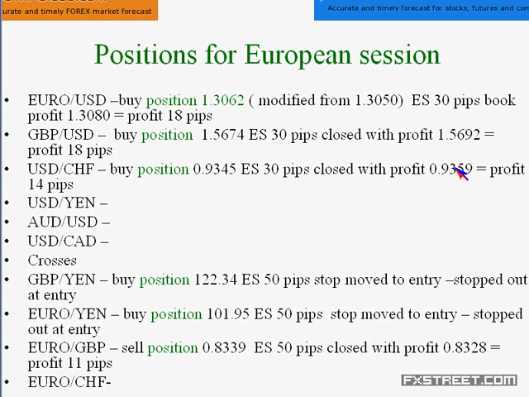Anyhow, I closed it with 14 pips profit. And in the case of GBP and Euro Yen, it was making a nominal profit. I kept stop at entry when it was making about 10 pips because the moves were very subdued, and closed with stop at entry. So I made neither a loss nor a profit.